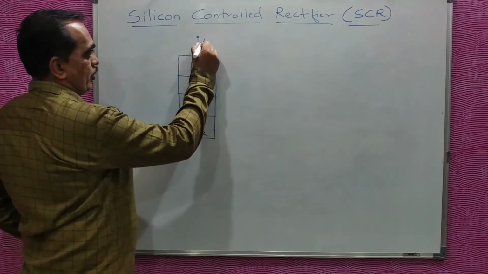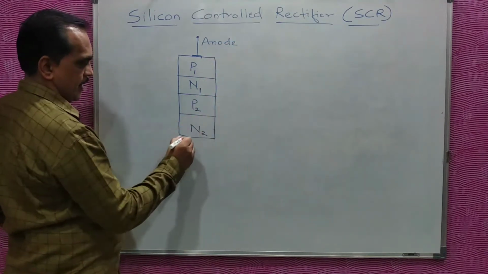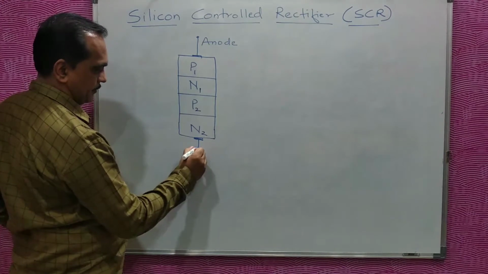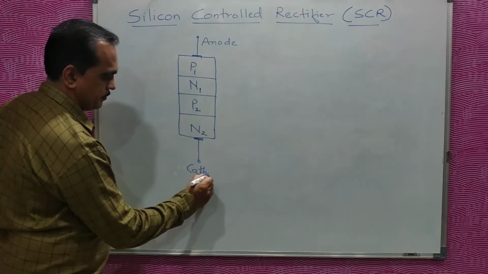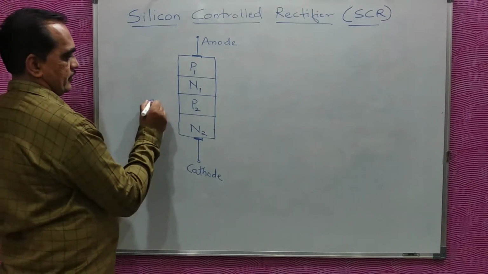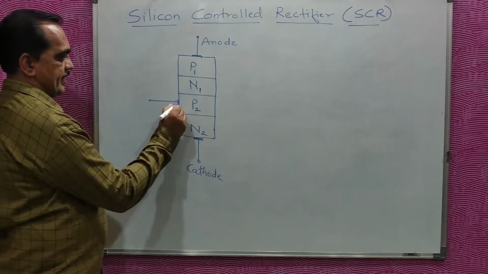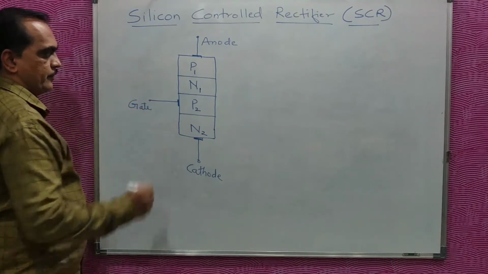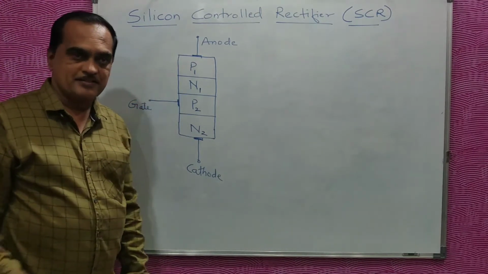That terminal will be called the anode. And at the last N type layer, you can take one terminal, and that is called the cathode. And here you can take one terminal, and that is called the gate. So it is a 4-layer, 3-terminal device.